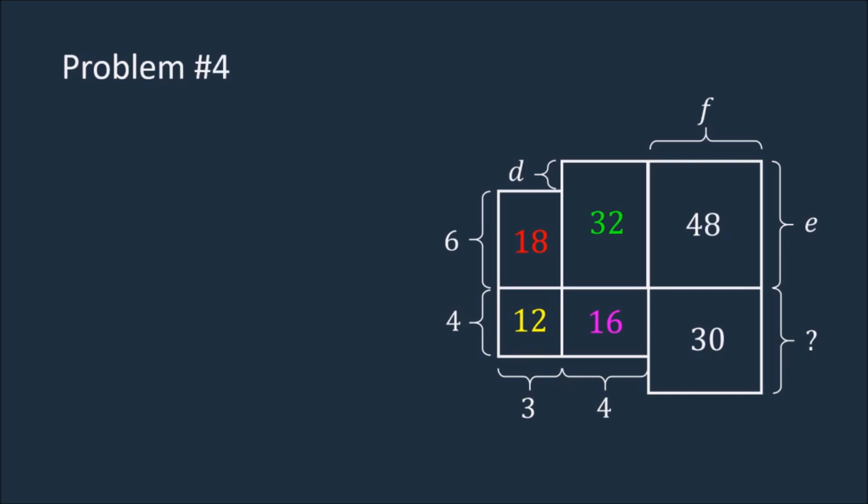Now let's consider this rectangle with area 32. We know that its base is going to be 4, and then its length is going to be 6 plus D. So dividing both sides by 4 and then subtracting by 6, we get that D equals 2.